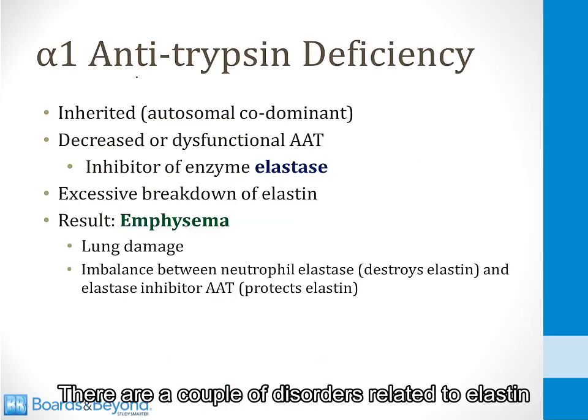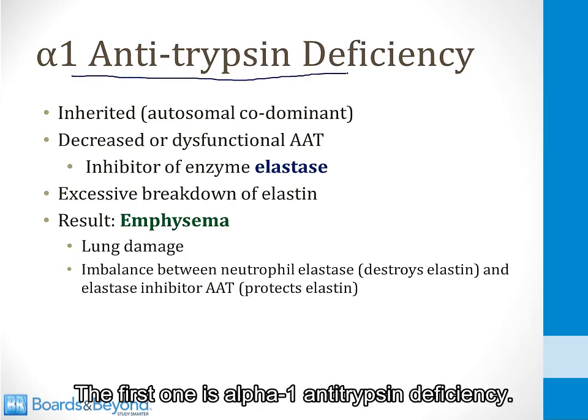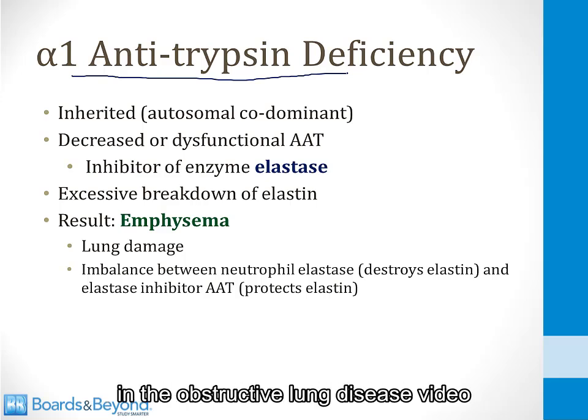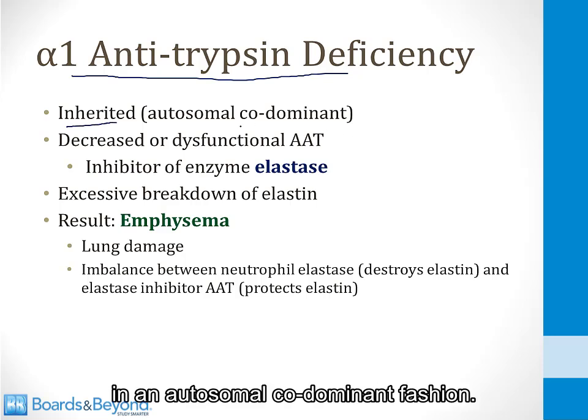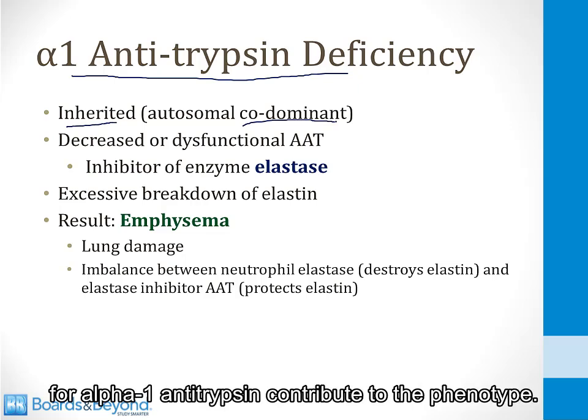There are a couple of disorders related to elastin that you should be familiar with. The first one is alpha-1 antitrypsin deficiency. I discussed this condition in detail in the obstructive lung disease video in the pulmonary section. I'll just briefly review it here. It's a genetic disorder inherited in an autosomal codominant fashion. It's codominant, meaning that both alleles for alpha-1 antitrypsin contribute to the phenotype.